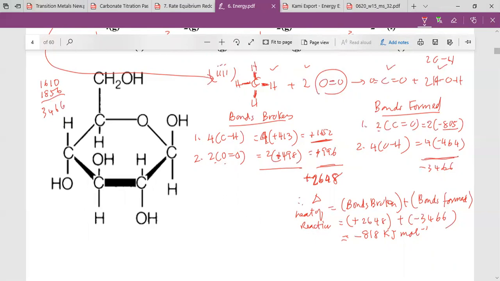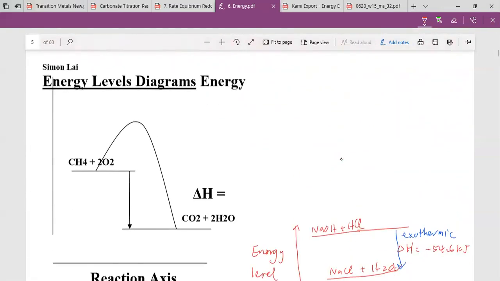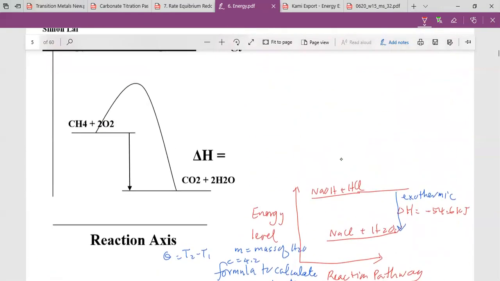So again, formula: heat of reaction equals bonds broken plus bonds formed. So you can see here it is negative. You must say, so it is exothermic. Okay, now it is easier. Now I want to draw the energy levels here.